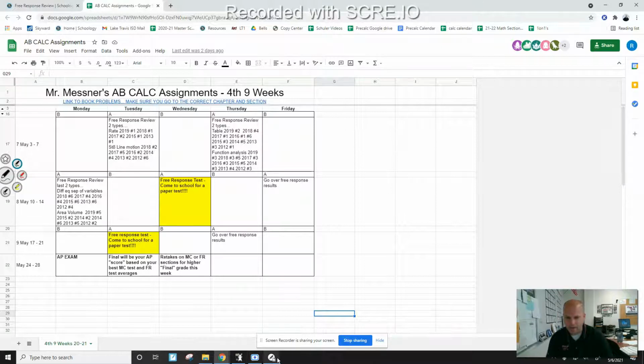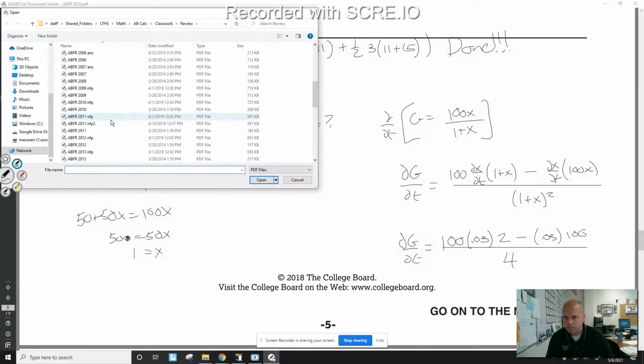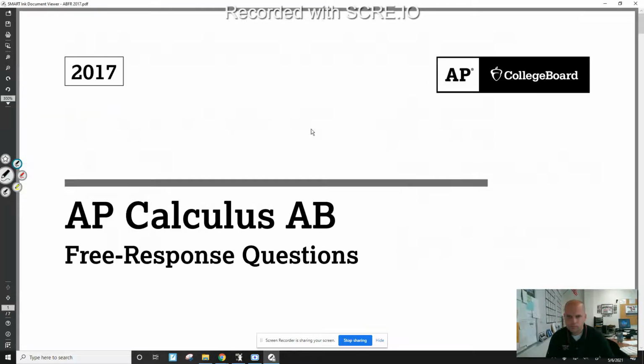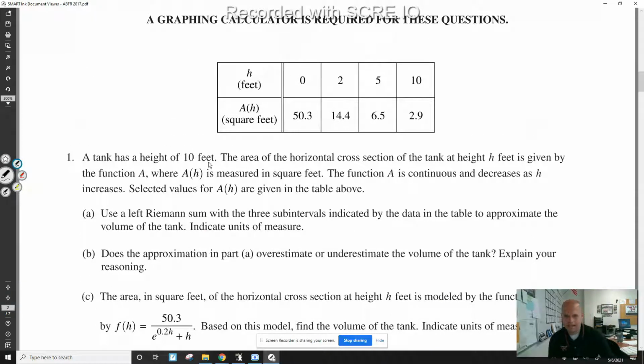2017 number 1. Back to being a calculator question. And what do we got? The tank has a height. This is a tricky problem. This is almost like a curveball, but using a table. The area of the horizontal cross section of the tank is given by the function A. These are areas of a tank. So the tank is maybe conical in its shape, where the area at the bottom is larger than the area at the top.